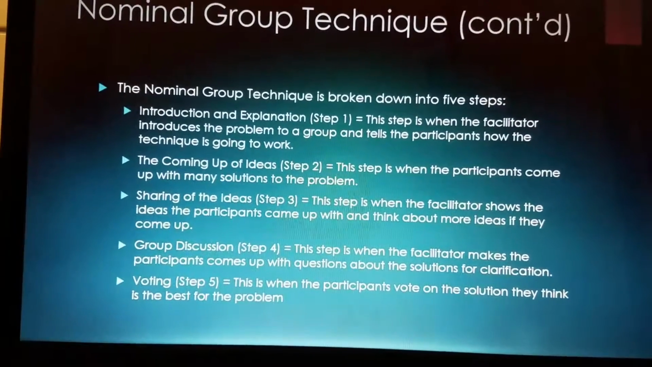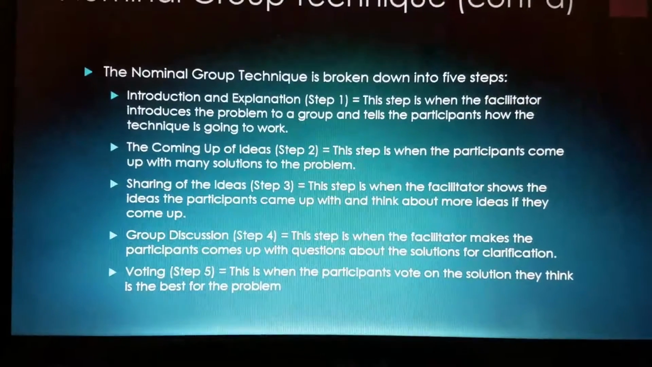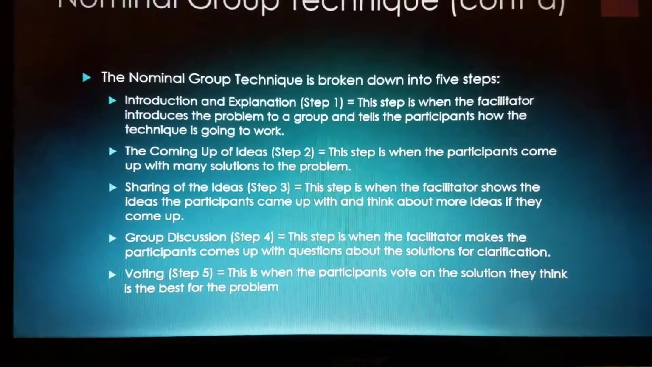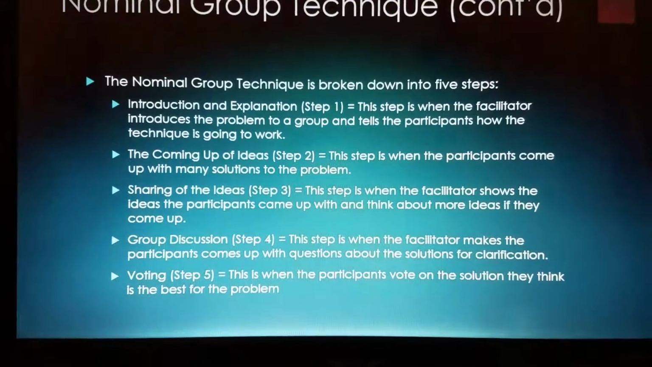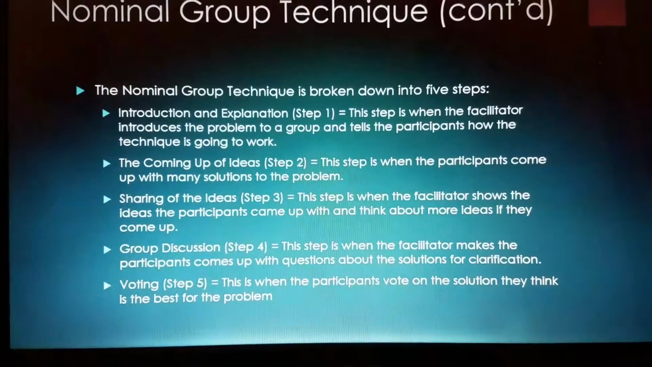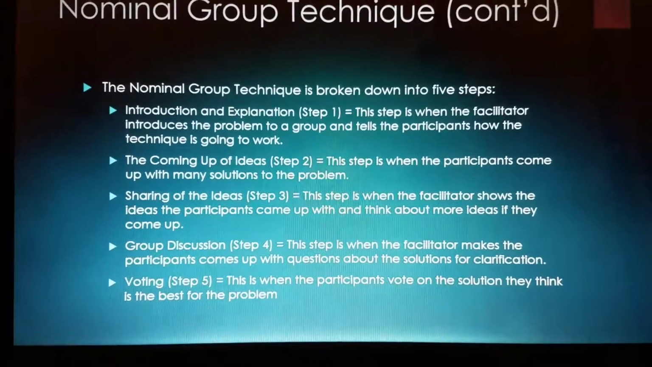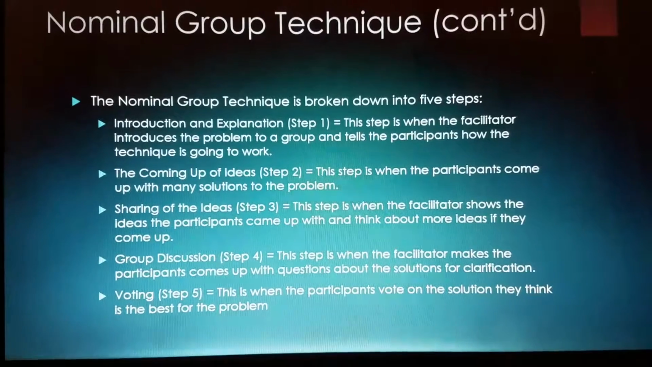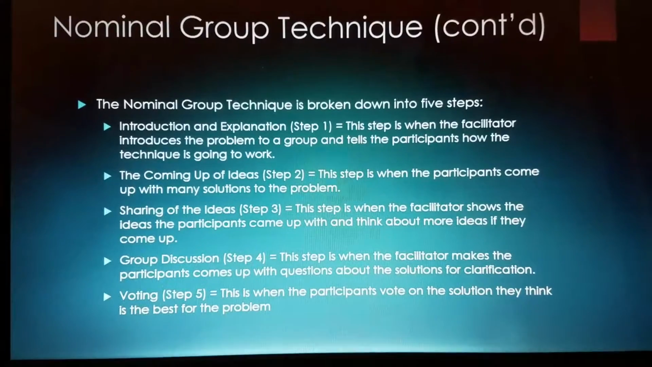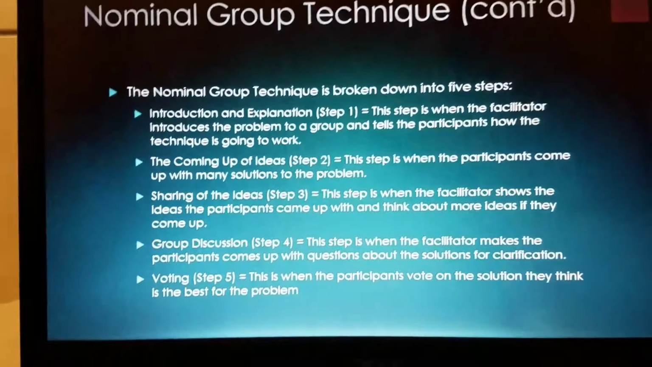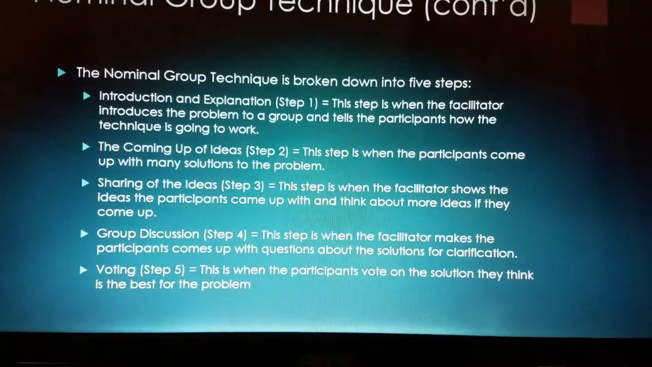The second step is when the participants come up with ideas and solutions to the problem that they are facing. The third step is when the participants share their ideas with everyone about the solutions. Step 4 is when the group discusses the solutions that are present and that the other people came up with, and asks questions and either comes up with more solutions for the problem. And step 5 is when the group votes on what they think the best solution for the problem is.